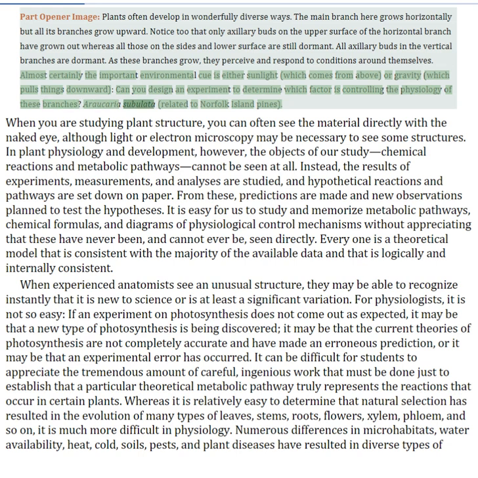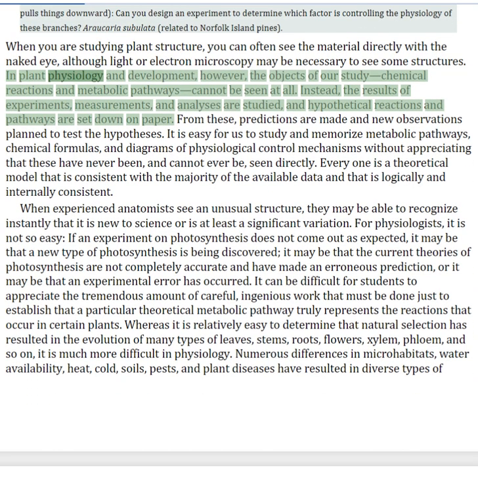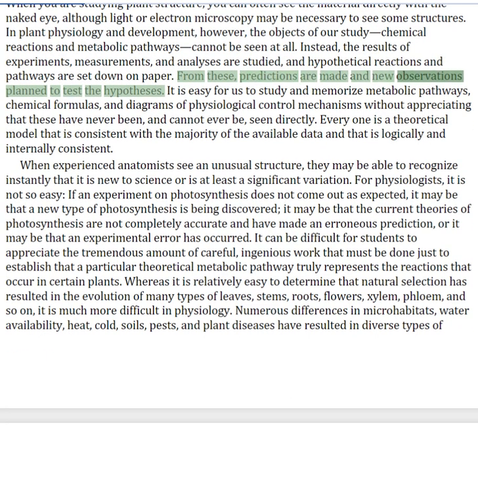Araucaria subulata. When you are studying plant structure, you can often see the material directly with the naked eye, although light or electron microscopy may be necessary to see some structures. In plant physiology and development, however, the objects of our study, chemical reactions and metabolic pathways, cannot be seen at all. Instead, the results of experiments, measurements, and analyses are studied, and hypothetical reactions and pathways are set down on paper. From these, predictions are made and new observations planned to test the hypotheses.